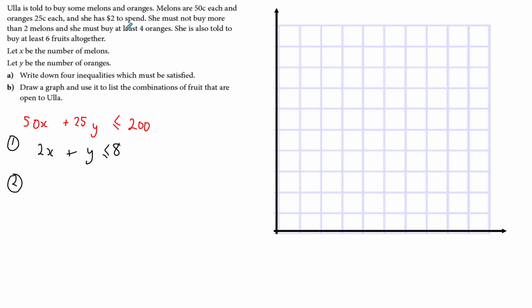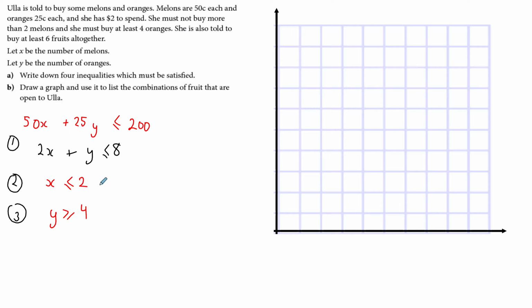The second inequality, they've told us that she must not buy more than 2 melons. So the melons can't be more than 2, so they have to be less than or equal to 2. Again, be aware, is 2 included in this? Yes, 2 is included. She's just not allowed to buy more than 2. Our third inequality is that the oranges have to be at least 4. So the minimum oranges can be is 4, and it can be more than that.